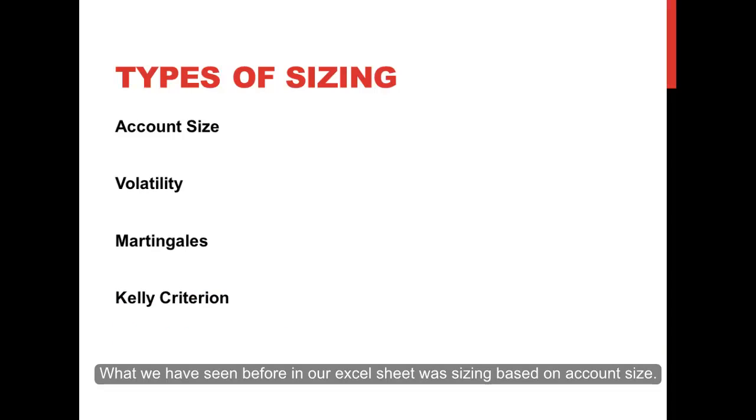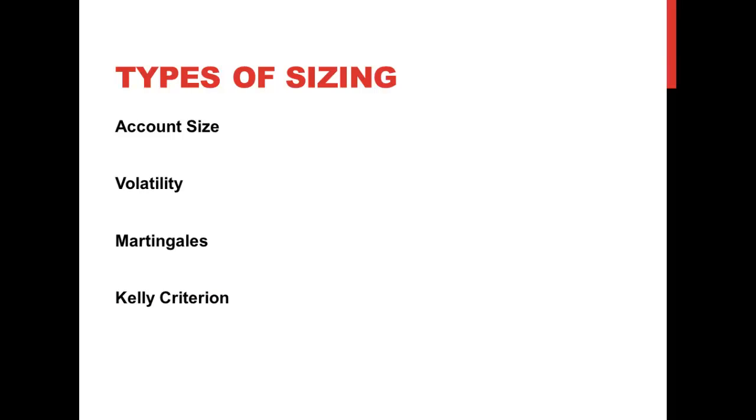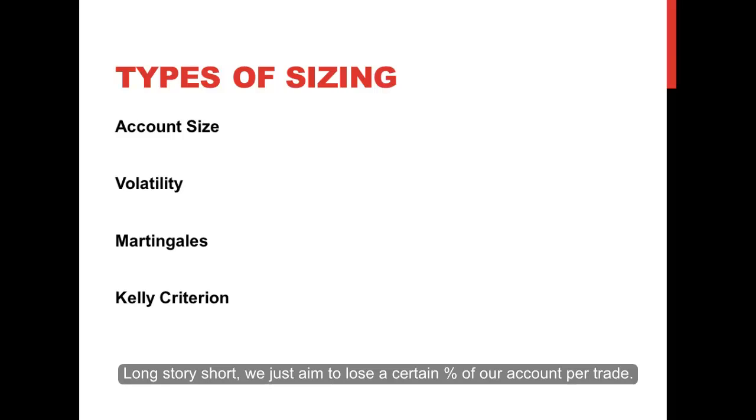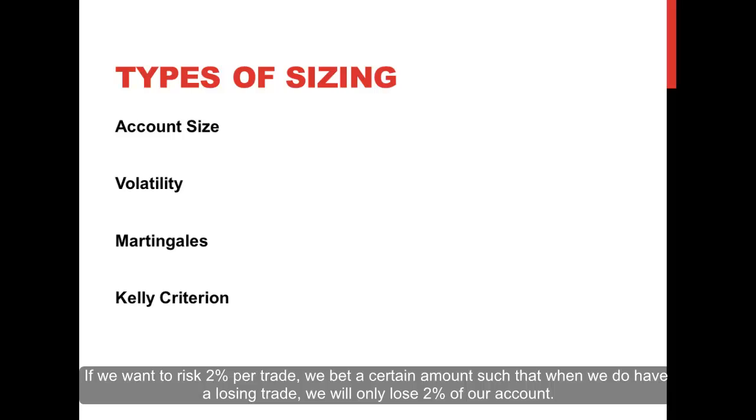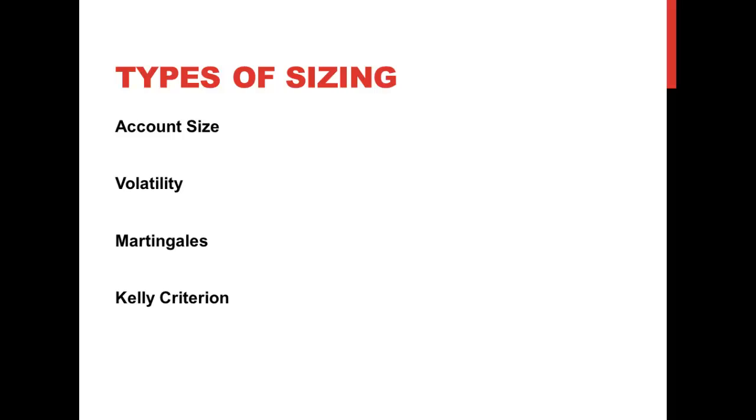So what we have seen before in our Excel sheet was sizing based on account size. Long story short, we just aim to lose a certain percentage of our account per trade. So if we want to risk 2% per trade, we bet a certain amount such that when we do have a losing trade, we will only lose 2% of our account.